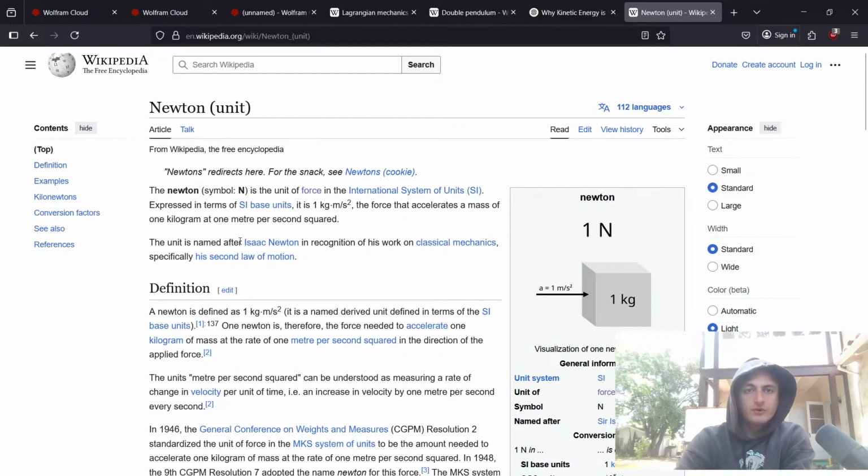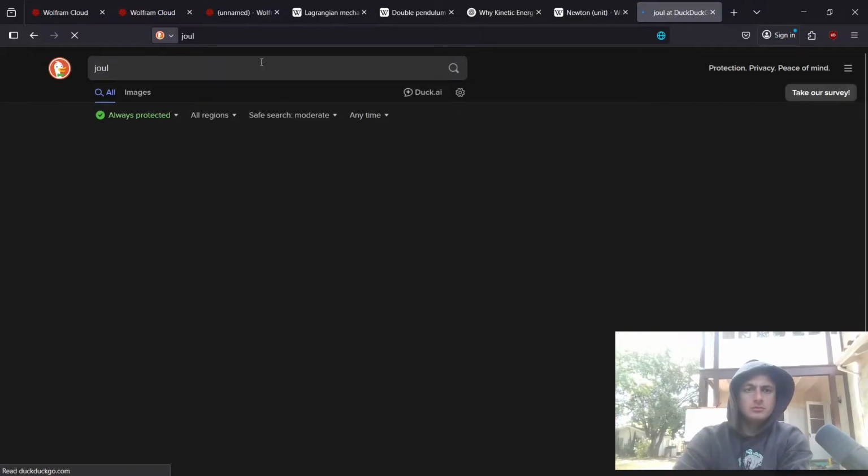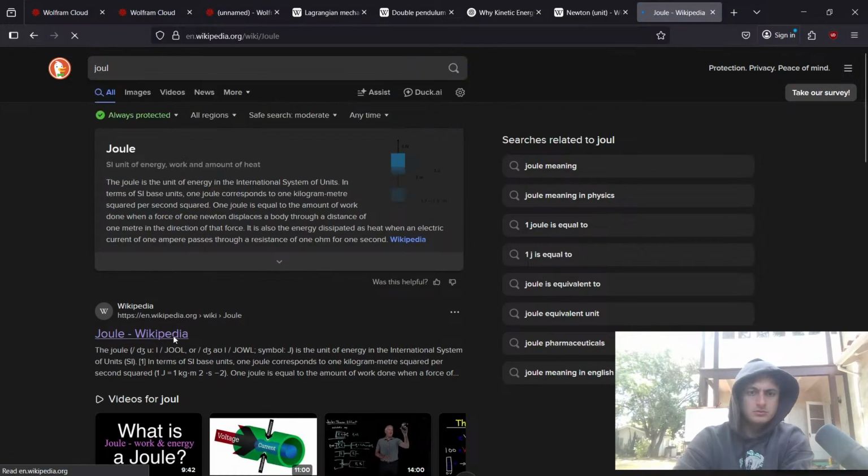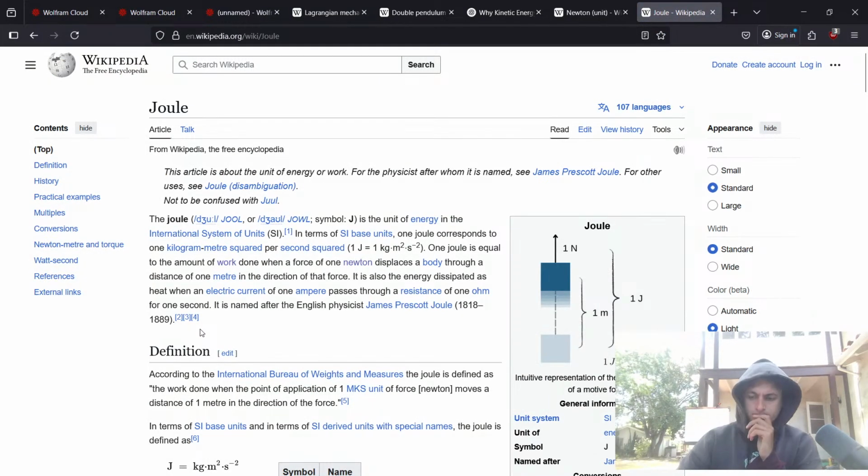Now, we go to joule, right? And joule is kilogram meters squared per second squared.